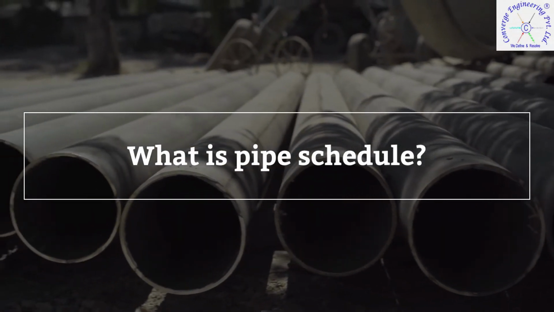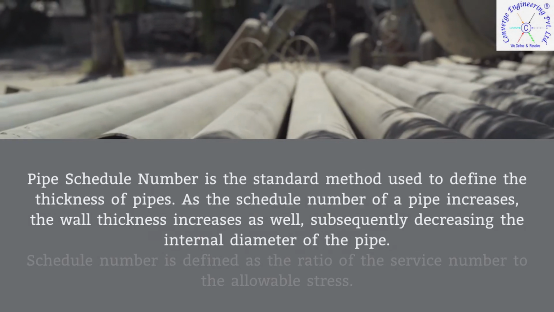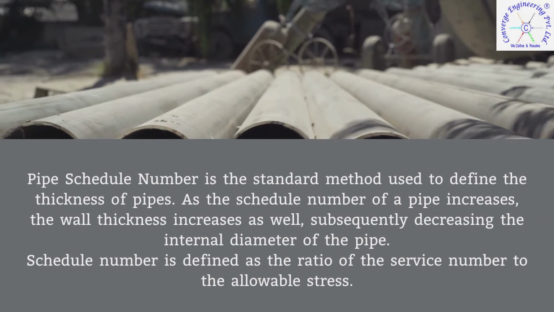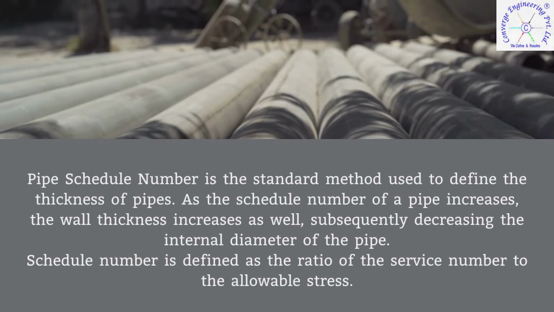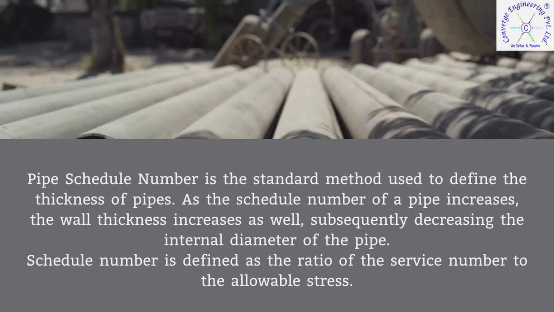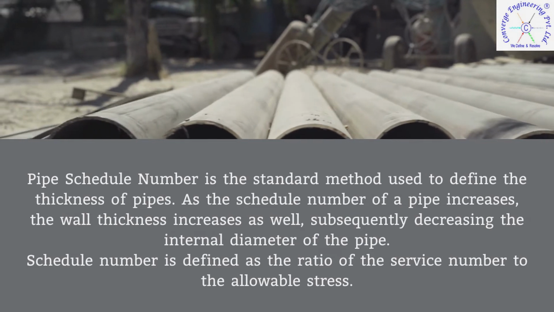What is pipe schedule? Pipe schedule number is the standard method used to define the thickness of pipes. As the schedule number of a pipe increases, the wall thickness increases as well, subsequently decreasing the internal diameter of the pipe. Schedule number is defined as the ratio of the service pressure to the allowable stress.